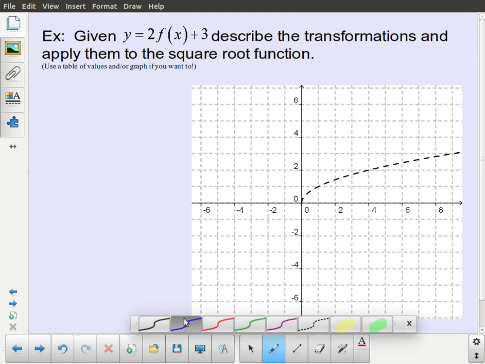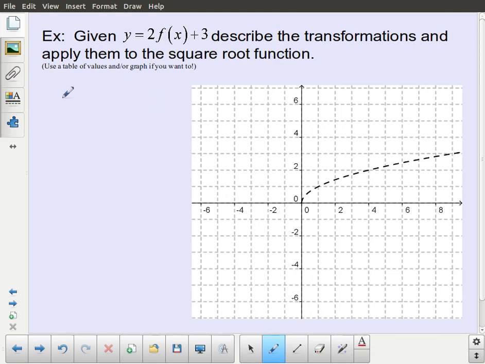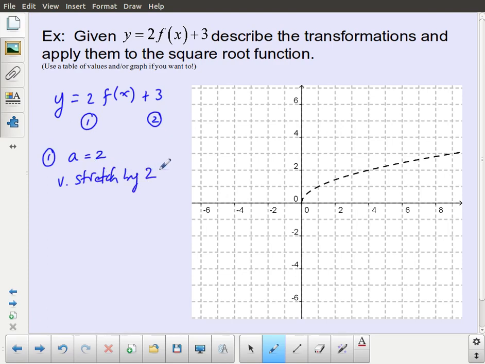All right, so now going a little further, I've got the radical or square root function, but my transformations are different. So let's take a look at that equation. y equals 2 f of x plus 3. And my first transformation that I run into is there. My second transformation I run into is there. My first transformation is the a value, which is equal to 2. And this means I have a vertical stretch by 2.